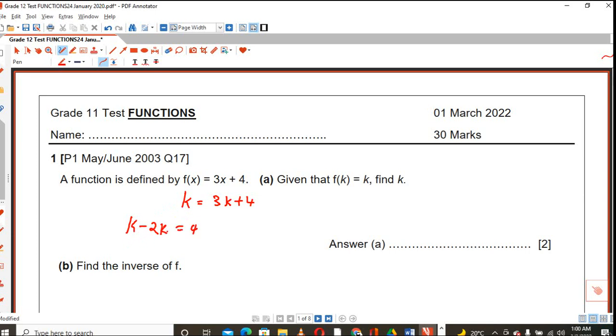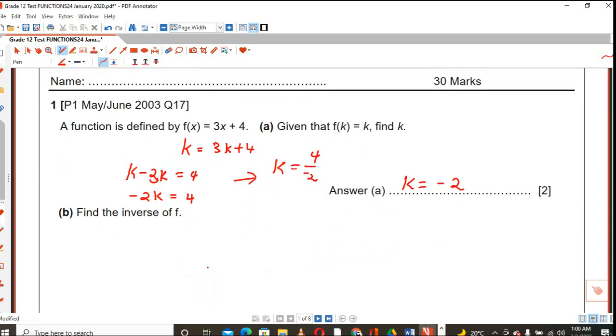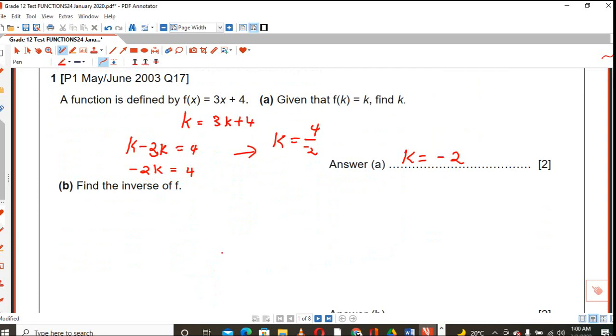Alright, so this is 3k, so you're going to have minus 2k is equal to 4. In turn that will be k equals 4 divided by negative 2, so k will equal negative 2. They say you must find the inverse of f of x, which should not be a problem.